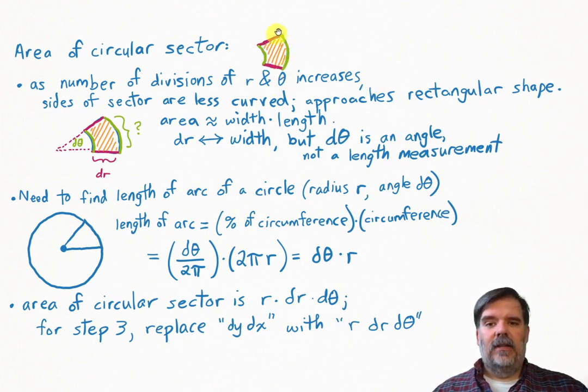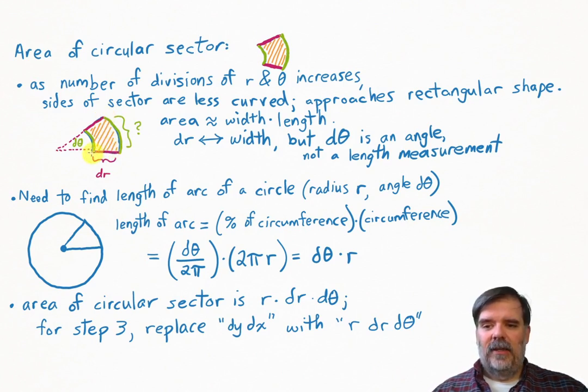So we can calculate this area the same way we would calculate it if it were a rectangular shape. The area of this will be approximately the width times the length. In this case, dr, we can think of that as corresponding to width, but d theta, that's measuring an angle. It's an angle measurement, not a length measurement. So the real question is, how do we find the area of this curved part? We do need to figure out the area of this region.